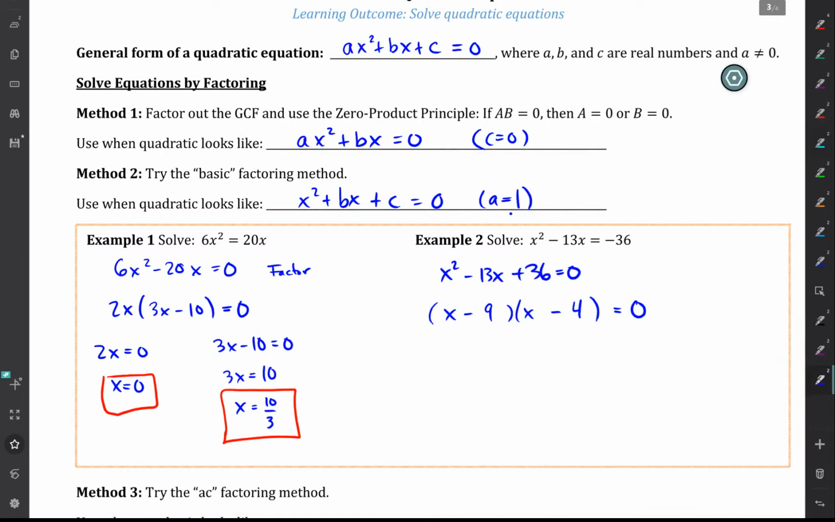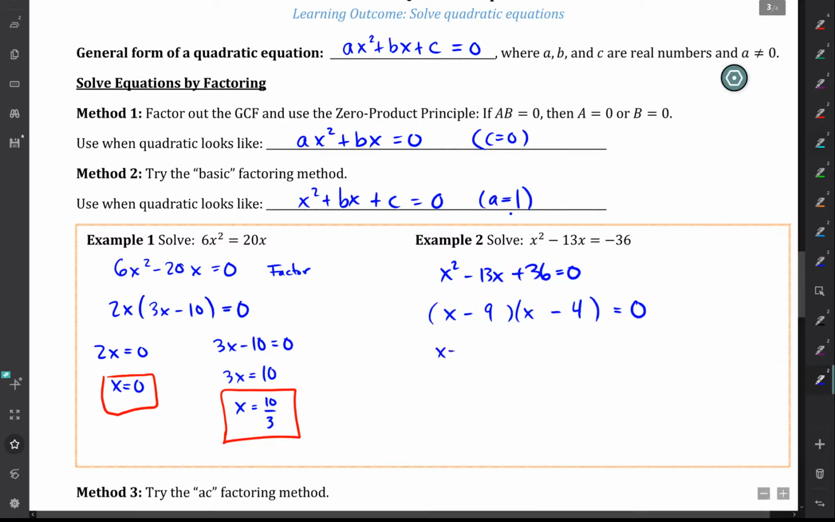So we have x minus 9 times x minus 4 is equal to 0. And now what we're going to do is set either x minus 9 equal to 0 or x minus 4 equal to 0. So in the first case, x has to equal 9. And in the second case, x has to equal 4. Alright, that's it.